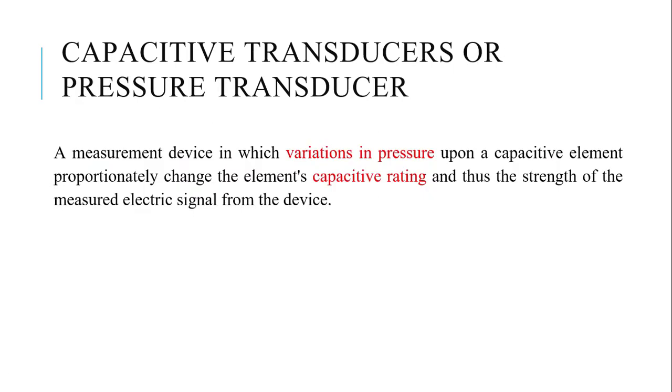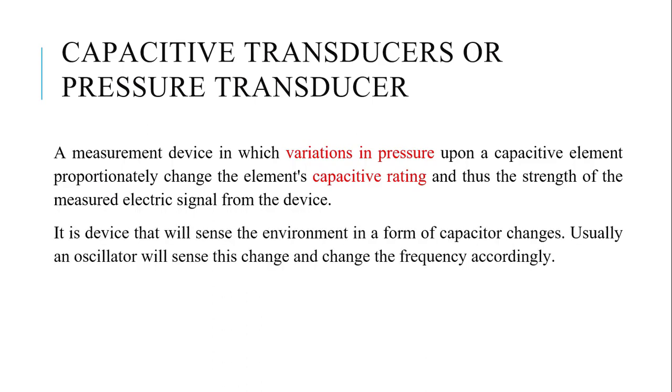So a variation in pressure upon a capacitive element proportionally changes the element's capacitance, and thus the strength of the measured electrical signal from the device. Correct? As the capacitance changes, your signal strength would vary, and depending upon the signal strength, we can easily find out what changes have been made. So that is the capacitance which gives us the result. Fine. Then the next one, a very important application, is used in mobile phones. This device senses the environment in the form of capacitance changes. So any change in the environment can easily be found out.